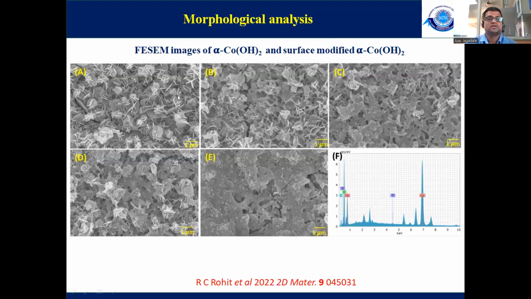One can see here, this surface is actually unmodified alpha cobalt hydroxide. So there is nothing on the surface of alpha cobalt hydroxide. But once the surface is modified with 0.05 milligram per centimeter square, the surface slightly gets modified. And the further addition of MXene changes the surface significantly. And if we put too much MXene on the surface of alpha cobalt hydroxide, a separate layer of MXene is formed on the surface of alpha cobalt hydroxide.